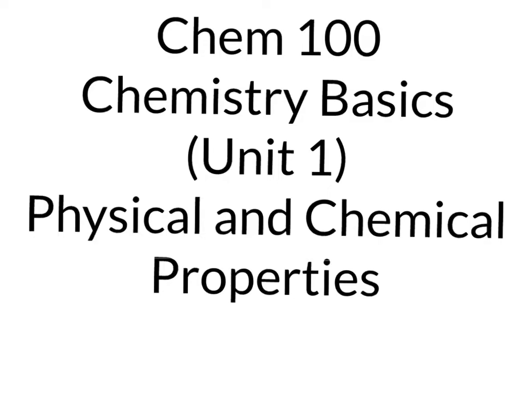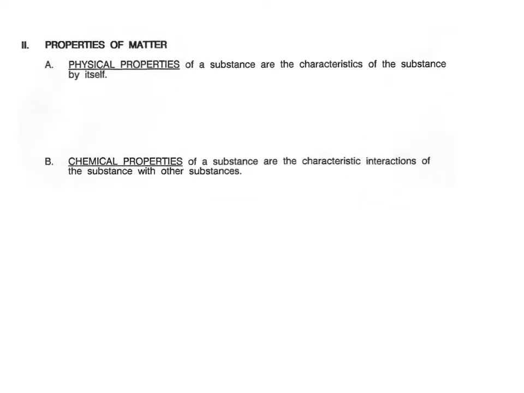And in this lesson, we're going to talk about physical and chemical properties and see how they differ from each other. In general, there are two ways that we look at the properties of matter. One is considered the physical properties, and the other is the chemical properties. What is the difference between them? Let's list it first. So physical properties are the characteristics of a substance by itself, whereas the chemical properties are how its substance behaves with other substances.